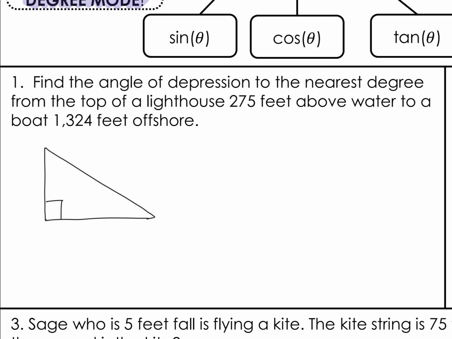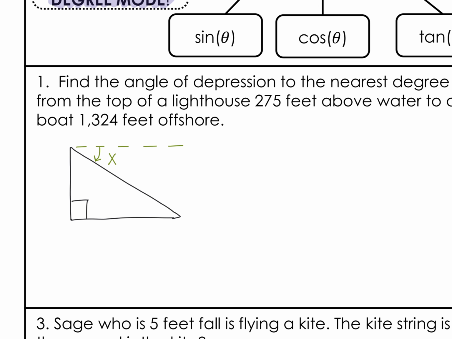And so then we've got: find the angle of depression to the nearest degree. So angle of depression, remember, we're going to look straight across, forming that horizontal line, and then downward from that. So I'm going to call this X. From the top of a lighthouse that is going to be 275 feet above water, so our height is going to be that 275 feet.